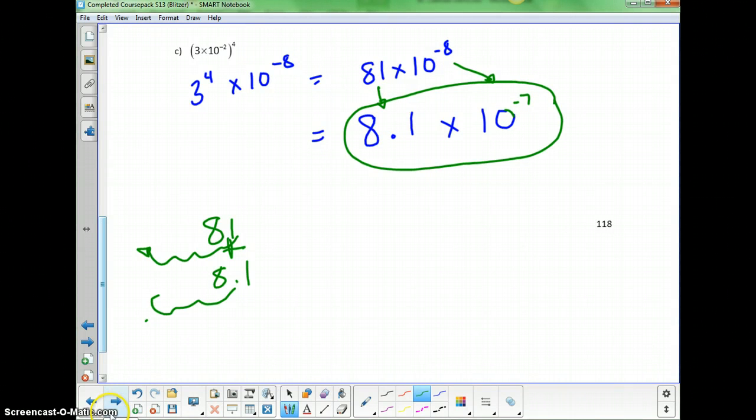So I can't leave it as 81 times 10 to the negative 8. That is not in scientific notation. It needs to be 8.1 times 10 to the negative 7th.